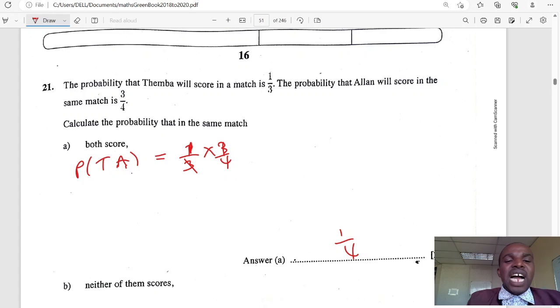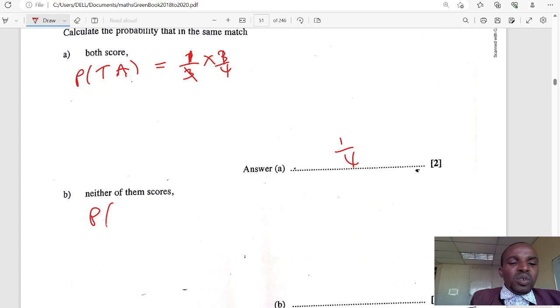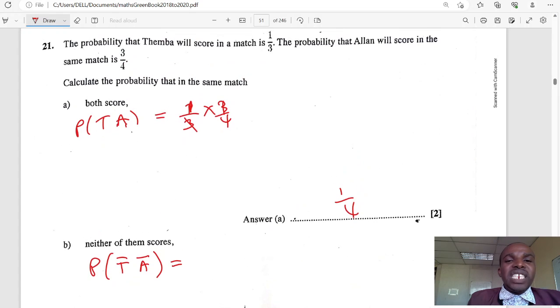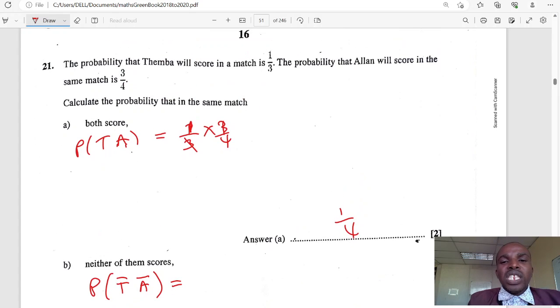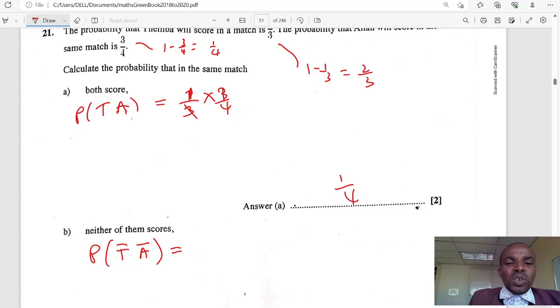Then next, neither of them will score. So it's the probability that Temba will not score and Alan will not score. Temba will score is 1/3, so will not score is 1 minus 1/3, which equals 2/3. Alan will score 3/4, will not score is 1 minus 3/4, which equals 1/4. So both will not score: 2/3 times 1/4. So it's 1/6.